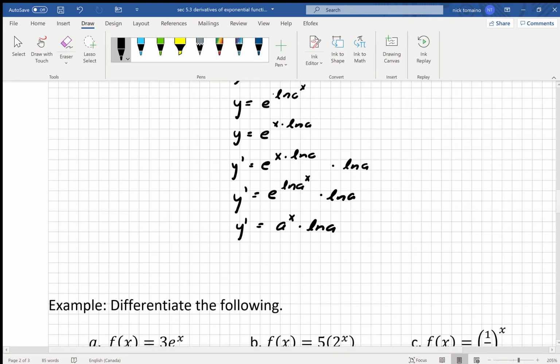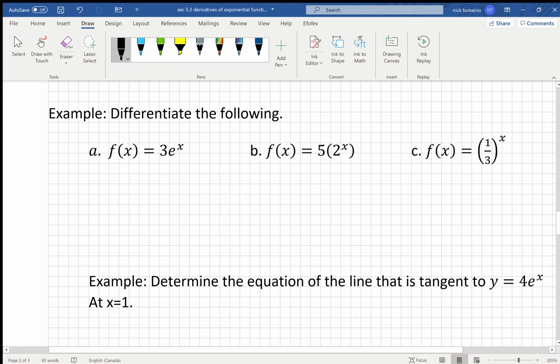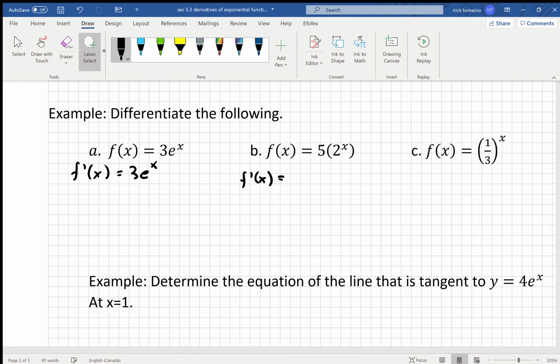Perfect. All right, so differentiate the following. The first one is equal to 3 times the derivative of e to the x, which is just e to the x. Done. Next one, the derivative is equal to the constant, which is 5, times the derivative of this, which is 2 to the x times ln 2.